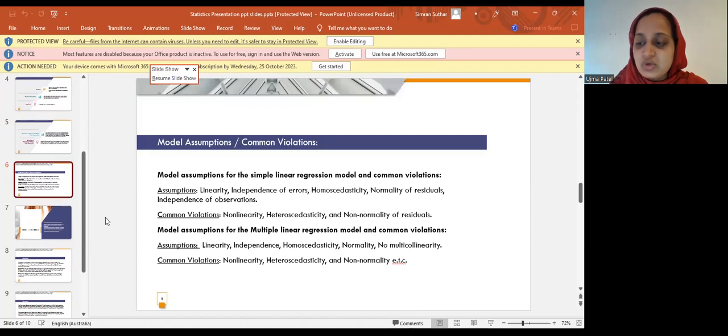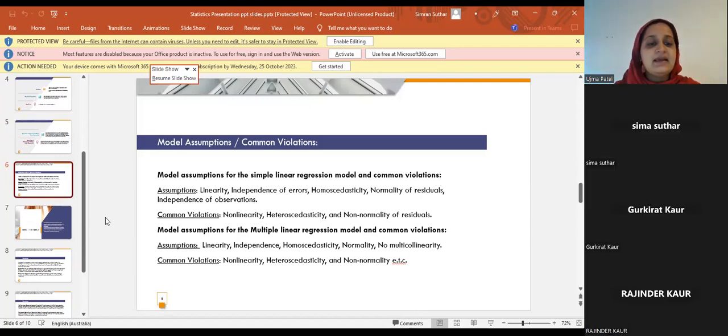We can use the math score as the independent variable and either the reading score or writing score as the dependent variable. Assuming we use the reading score as the dependent variable, the assumptions are linearity, independence of error, homoscedasticity, normality of residuals, and independence of observations. Common violations are non-linearity, heteroscedasticity, and non-normality of residuals.